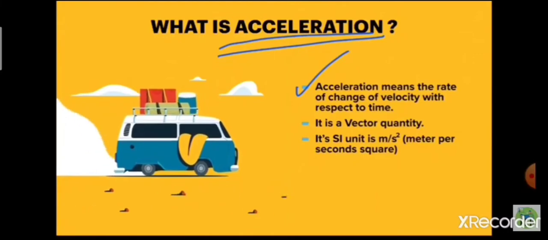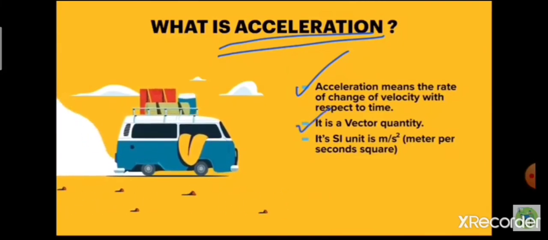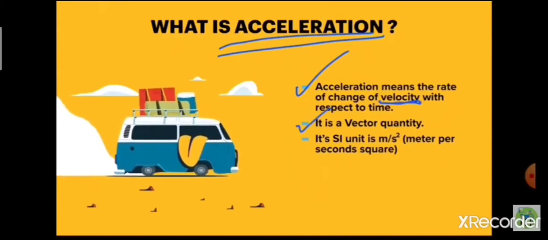Now the second point is, it is a vector quantity. I have already explained what the difference is between scalar and vector quantity. Speed was also a vector quantity, so acceleration is also a vector quantity.